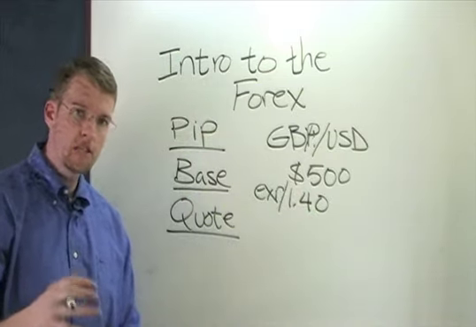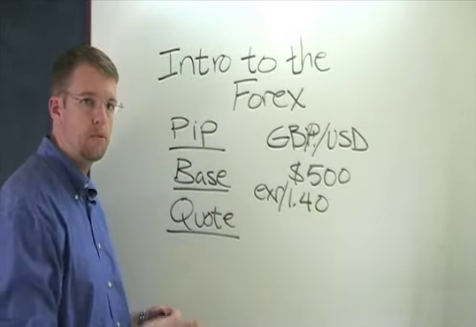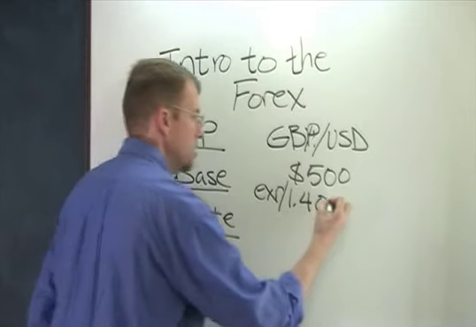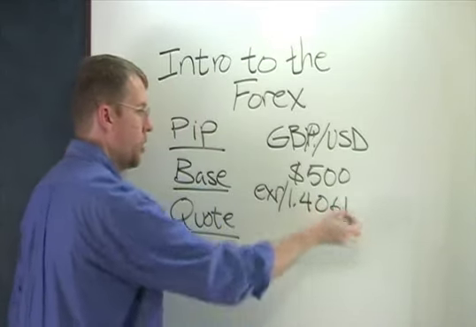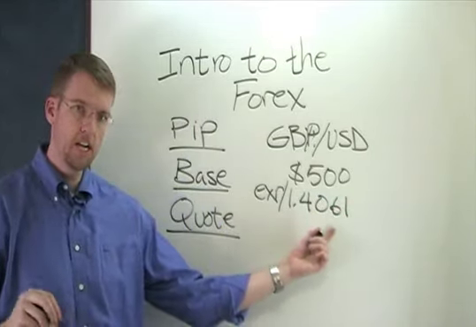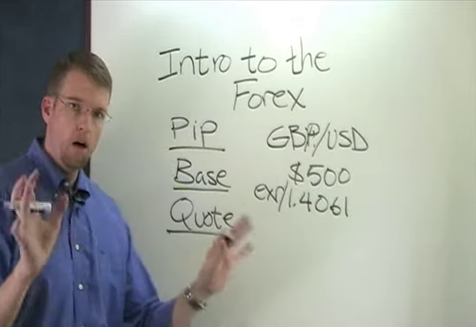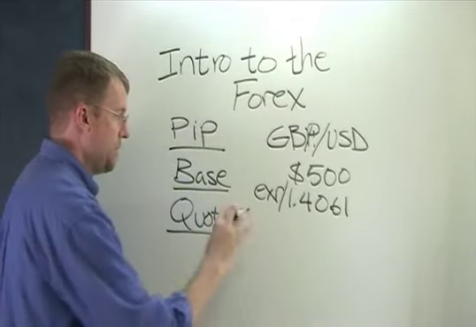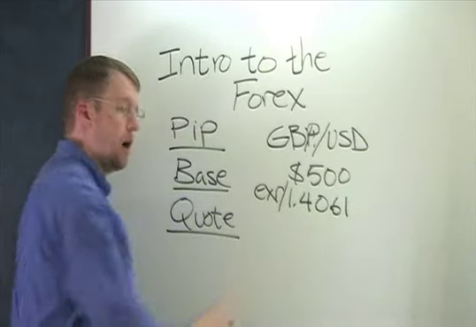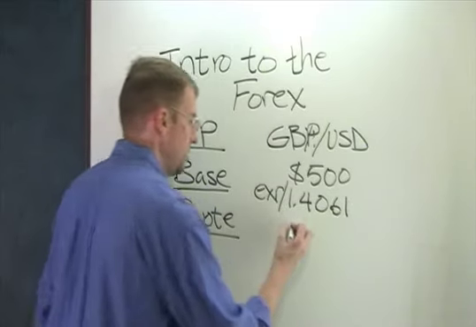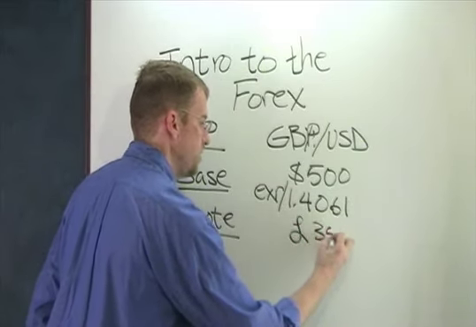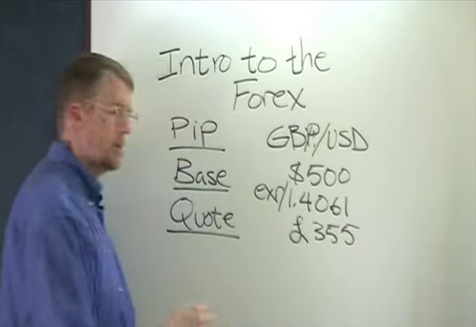But actually, Forex traders take this out an extra 2 decimal places. So we go all the way out to 1.4061 is the current exchange rate. So now, this is an easy calculation. If a pound costs $1.4061, then how many pounds are we going to get? Well, we're going to get about 355 pounds. So pretty easy to understand, right?